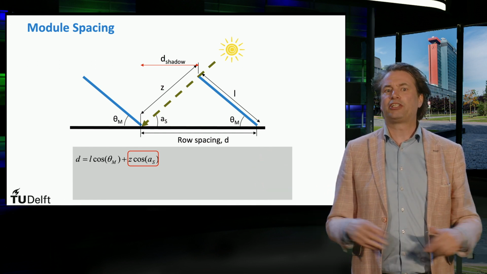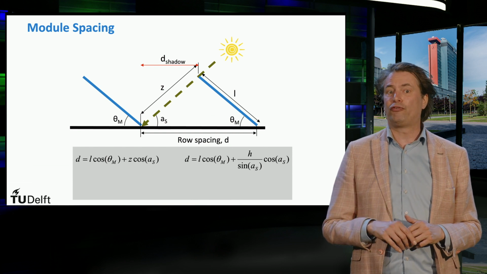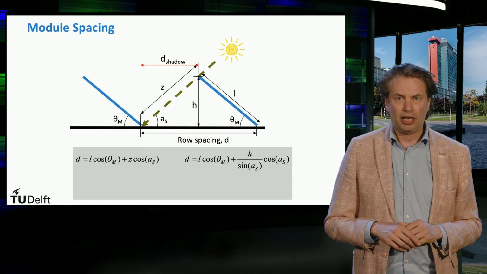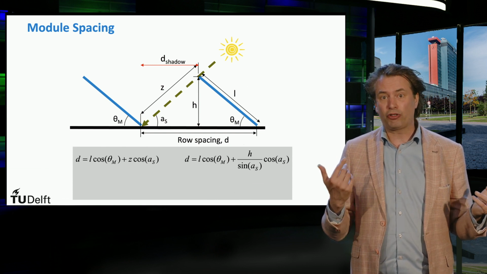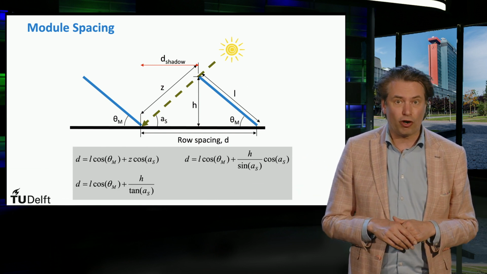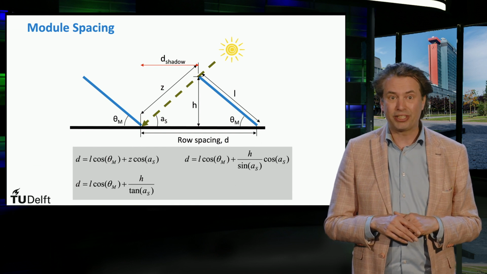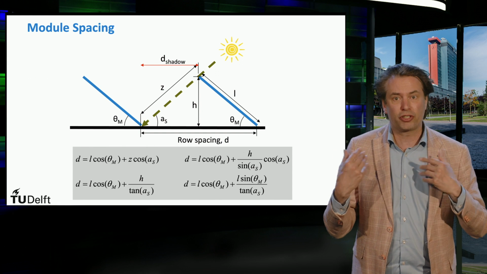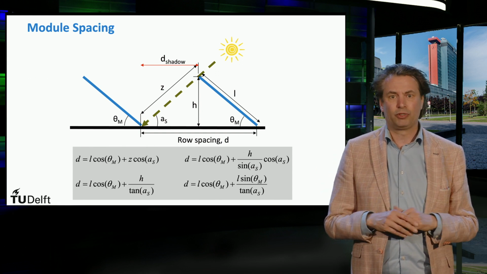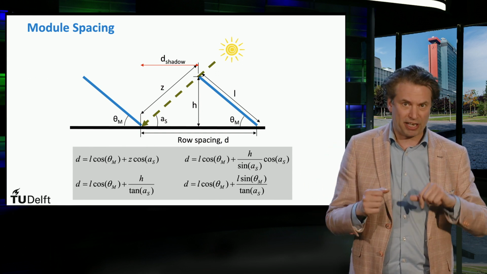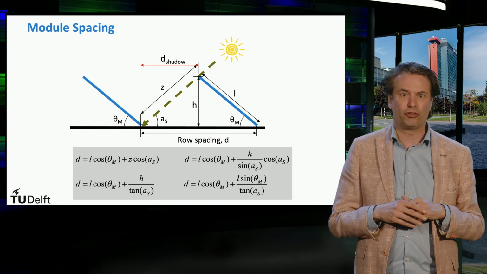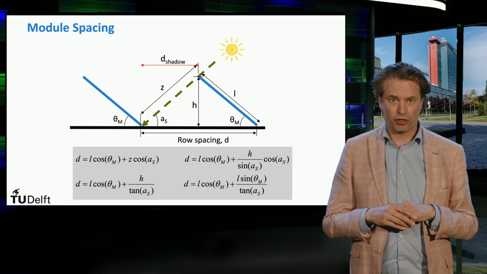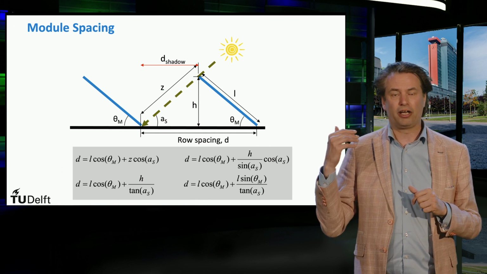We can arrange this equation and write Z as a function of the height h of the module. Then sine divided by cosine can be written as the tangent of the sun altitude, and finally h can also be expressed as a function of the module length and the tilt angle. To summarize, there are different ways to express row spacing D as a function of the length of the module, the tilt of the module and the altitude of the sun, and all these equations are equivalent.